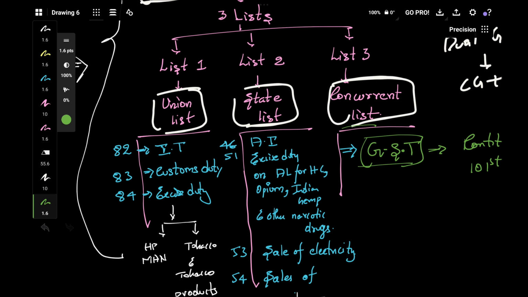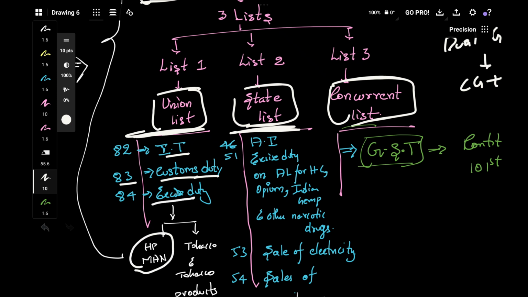And there are also other lists like the Union list and state list. In the Union list there is income tax, that is, the central government has power to levy income tax. There is customs duty, entry number 83, that is like a serial number. Customs duty also the central government has the power, and excise duty on HSD, that is nothing but petroleum products. 5 petroleum products are there now: high speed diesel, petroleum crude, natural gas, aviation turbine fuel, motor spirit. And tobacco products also, the central government has power to levy excise duty.